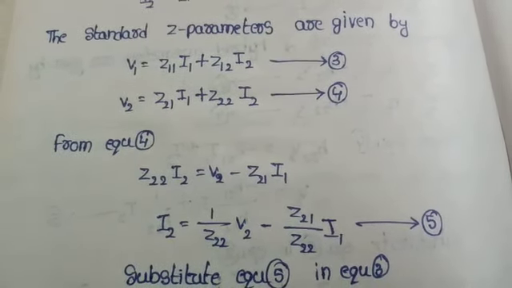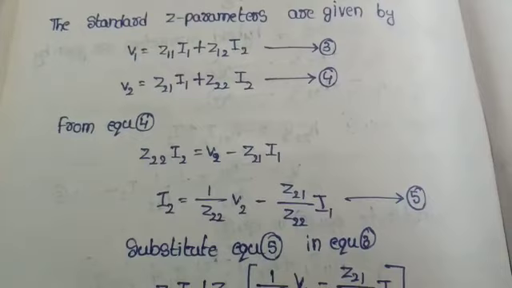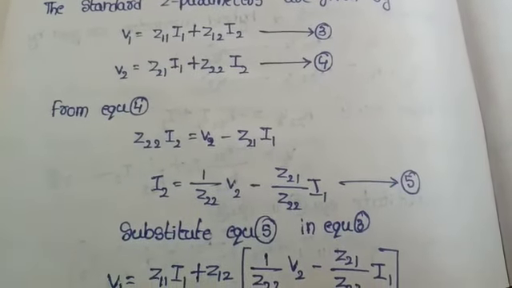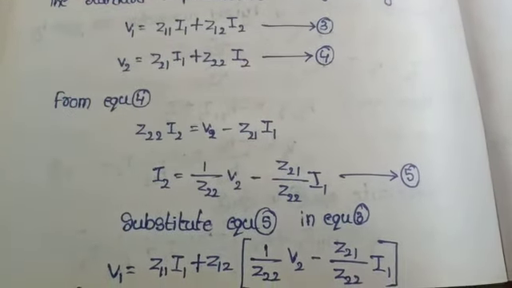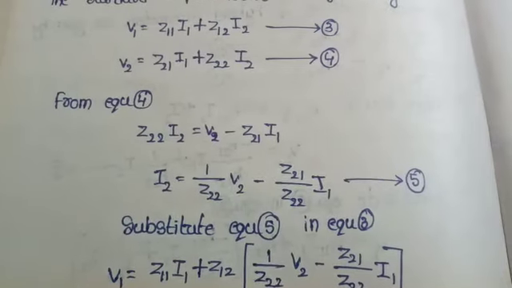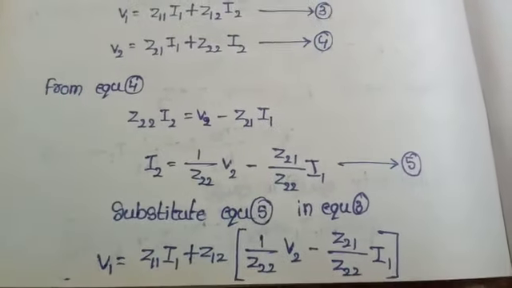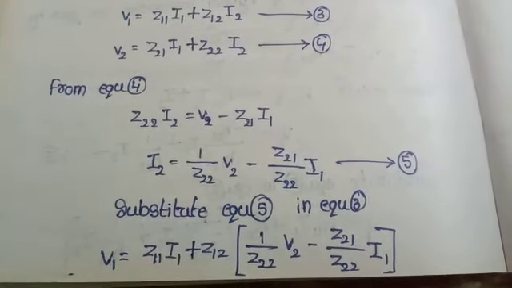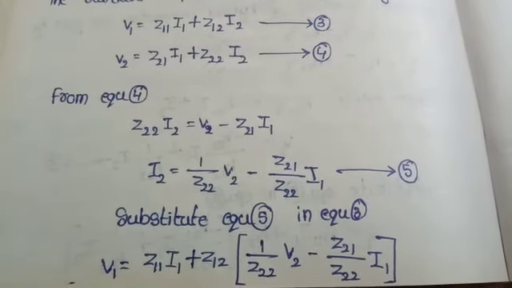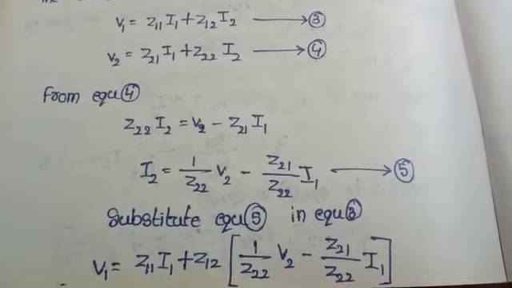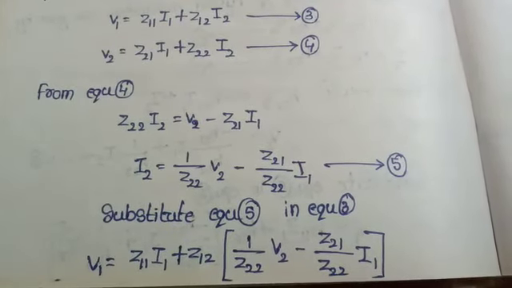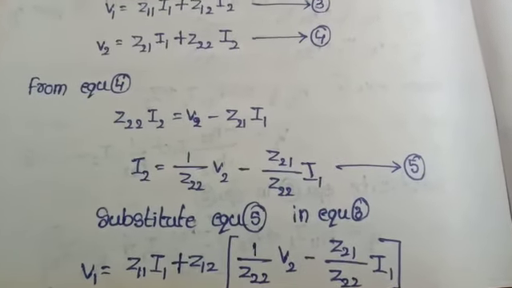As usual, from equation 4, z22 I2 equal to v2 minus z21 I1. From that, I2 equal to 1 by z22 v2 minus z21 by z22 I1, that is equation 5. Now substitute this equation 5 into equation 3. So v1 is equal to z11 I1 plus z12 into 1 by z22 v2 minus z21 by z22 I1.